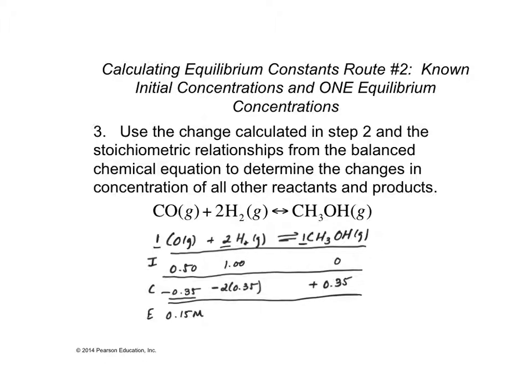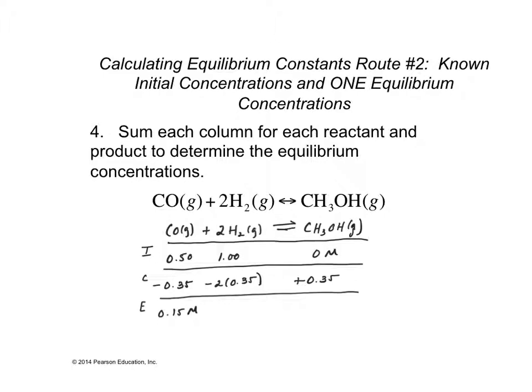And then the final step, we are going to sum each of the columns, right? So for the first column, this is already summed. 0.5 minus the change is 0.15. For the second column, 1 minus essentially 2 times this, which ends up being a minus 0.70, gives us 0.30. So we're just summing the columns. And then 0 plus 0.35 gives us 0.35, okay? So now we have our equilibrium concentrations for all of our reactants and products.